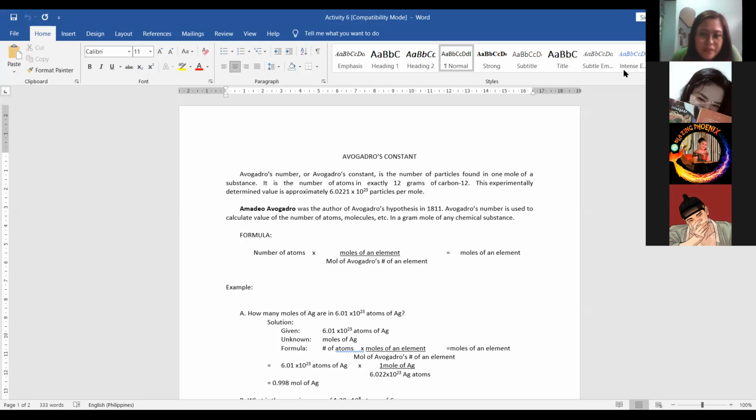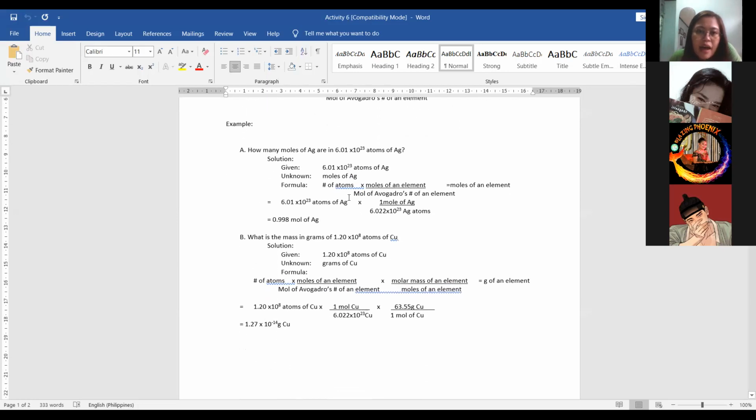Okay? So, just like this example, how many moles of silver are in 6.01 times 10 raised to the power of 23 atoms of silver. So kung naa kay 6.01 times 10 raised to the power of 23 atoms of silver, pila na siya ka moles? So you will just use the formula, number of atoms, so this is it, 6.01 times 10 raised to the power of 23. I-multiply lang nimo na siya diretso sa Avogadro's number. So sa Avogadro's number, sa isa ka mole naa kay 6.022 times 10 raised to the power of 23 atoms.